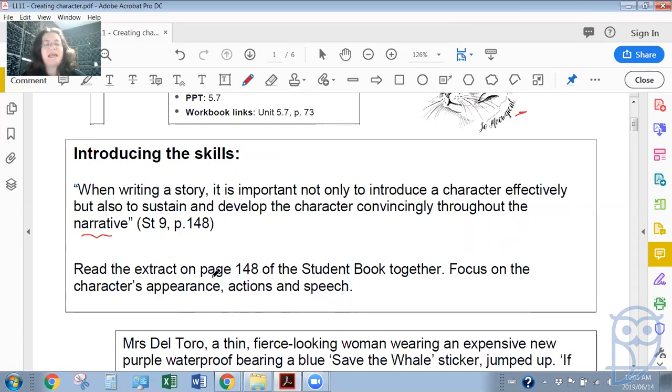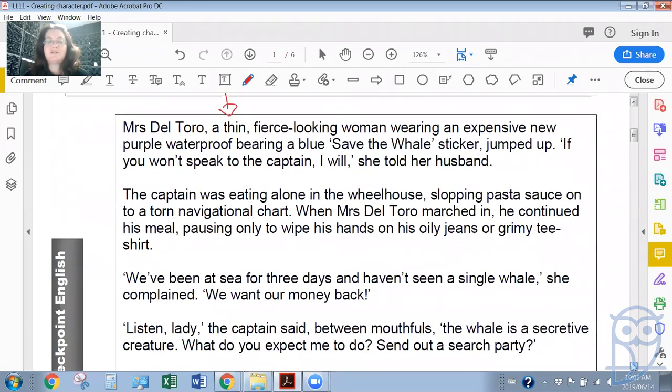Read the extract on page 148, which I've attached down here. So read it in the student book. Focus on the character's appearance, actions, and speech. And forgive me, I have a cold, so sorry if I sound a bit nasal, and I might have to have a coughing fit at some point. So focus on the character's appearance, their actions, and their speech. So let's read through this extract together. And it's a short extract, it's not too long.